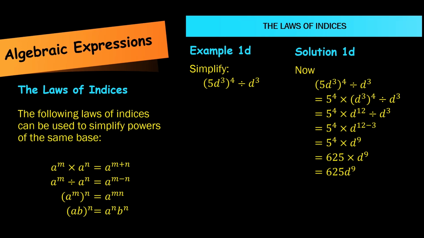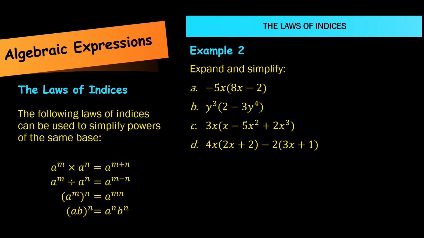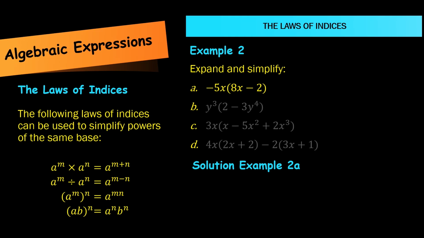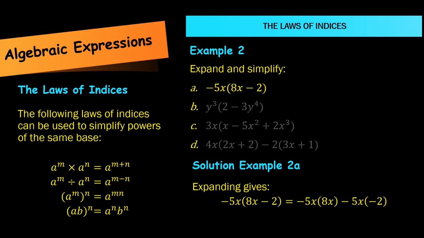Now let's have a look at some more involved examples. We are required to expand and simplify the expressions shown. Pause the video and have a go before proceeding. Press play when you are ready to view the solutions. We begin with example 2a. Expanding gives us the expression shown. So minus 5x times 8x and minus 5x times minus 2. Simplifying to minus 40x squared plus 10x.